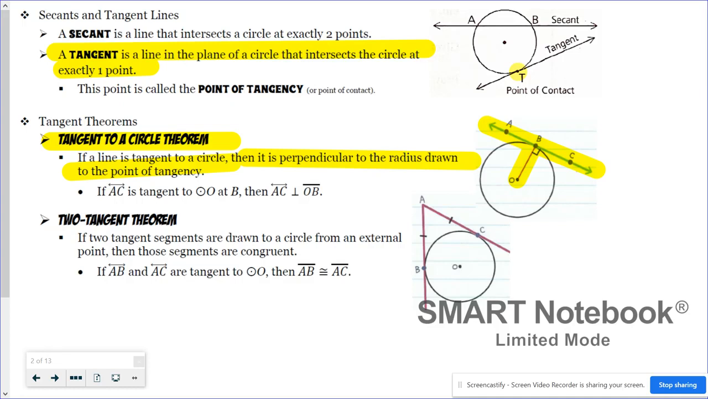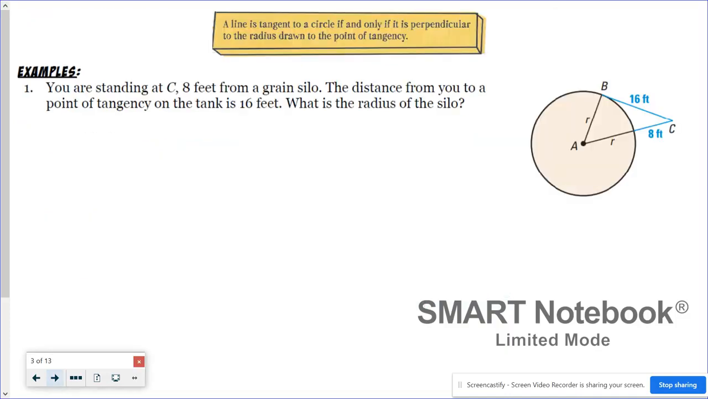Our second tangent theorem and relationship that we previously discovered is the two-tangent theorem. It says if two tangent segments are drawn to a circle from an external point, then those segments are congruent. So over here, AB and AC are tangents, so segment AB and segment AC are congruent. Let's take a look at some problems where these theorems are being applied.